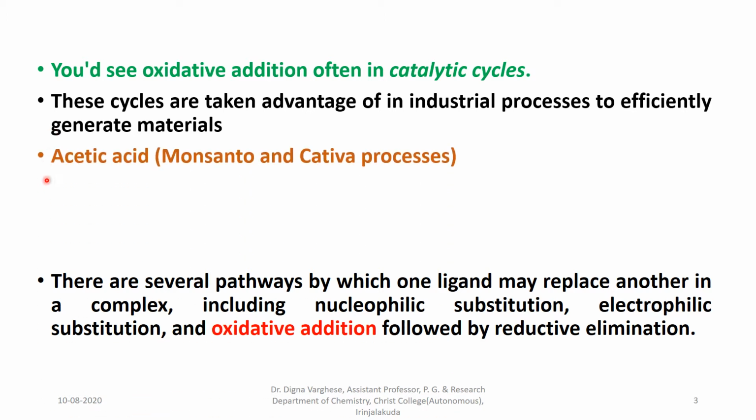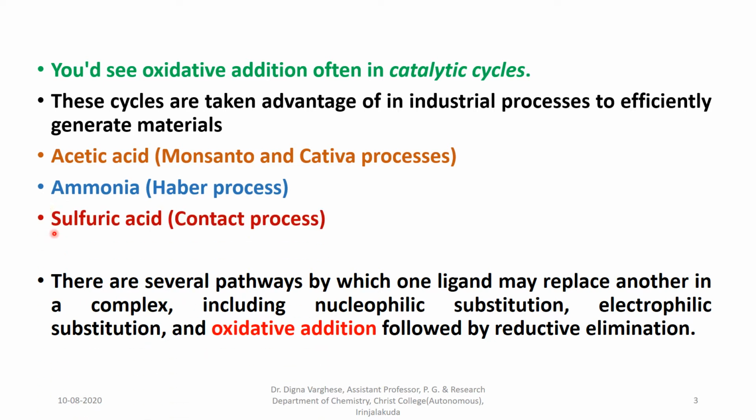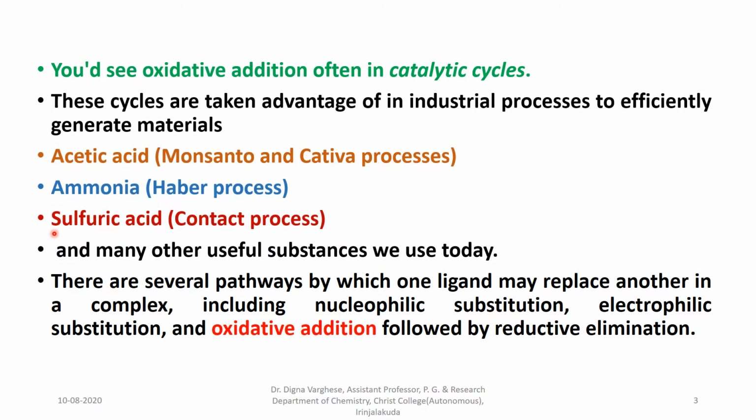For example, acetic acid can be produced by the Monsanto and Cativa process, and in this catalytic cycle, the oxidative addition reaction is the first step. In the case of ammonia, it is the Haber process, and in the case of sulfuric acid, the manufacturing process is the contact process. Many other useful substances we use today can be synthesized with these types of reactions.